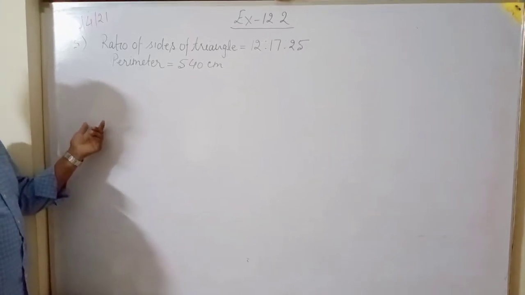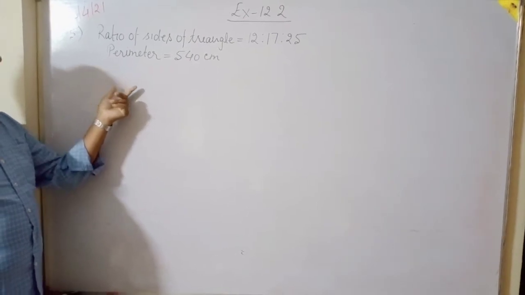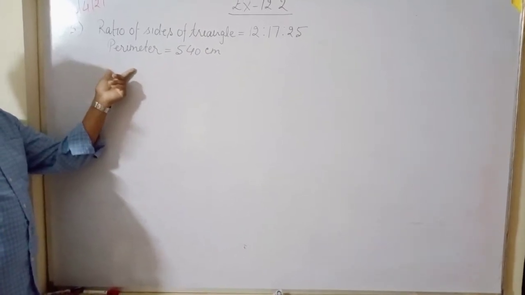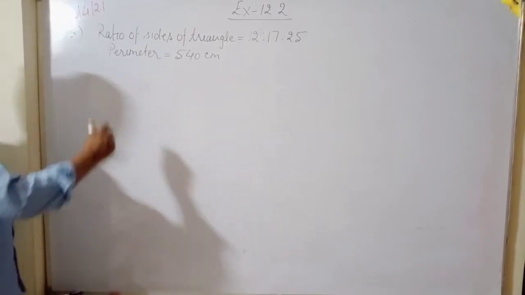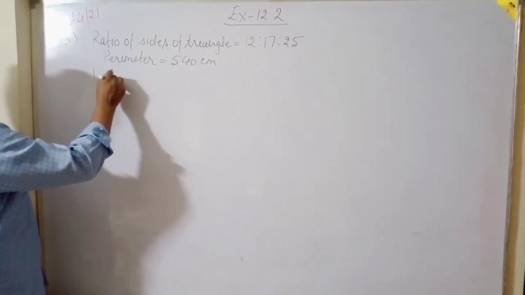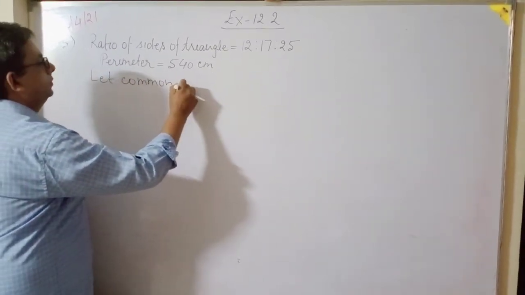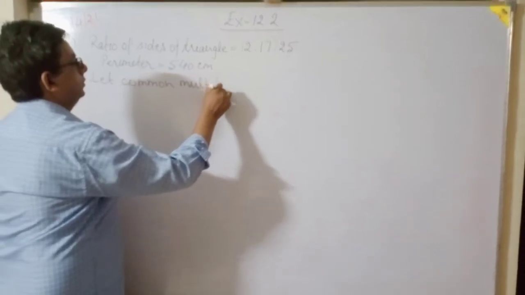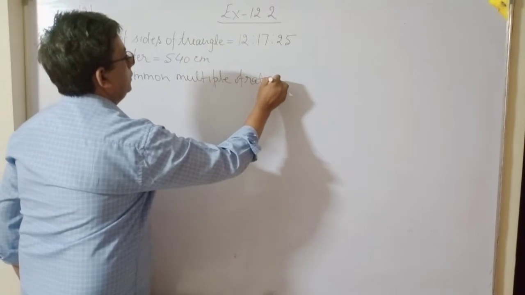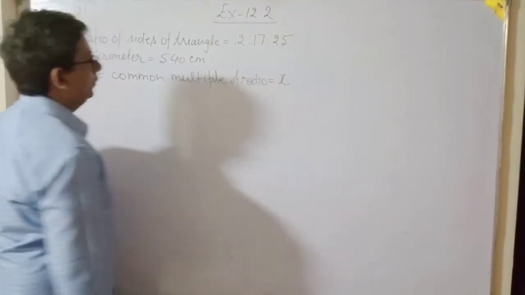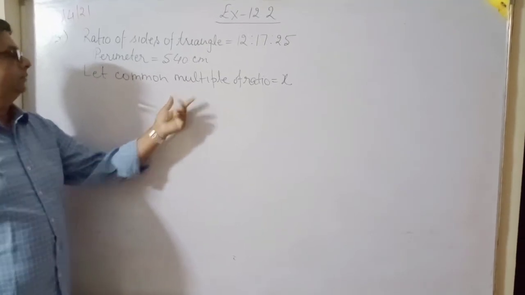Now in question number 5, the ratio of the sides of the triangle is given as 12 is to 17 is to 25, and the perimeter is given as 40 centimeter. Okay, so the ratio is given. So let the common multiple of the ratio equal x. When you multiply the ratio by the common multiple, you will get the actual length.